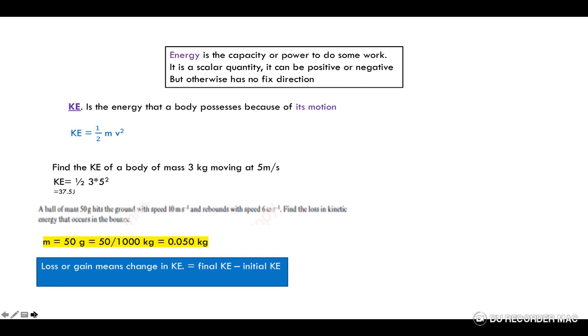Similarly, we can find the change in kinetic energy. Change means loss or gain in kinetic energy. So it is final kinetic energy minus initial kinetic energy.